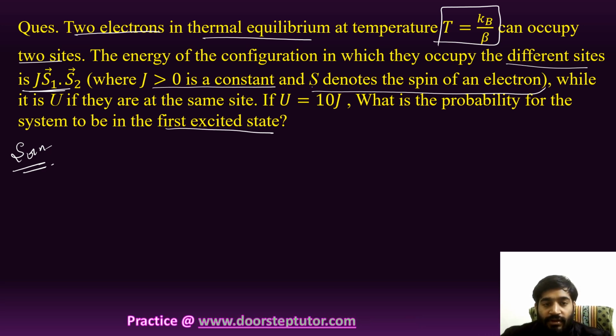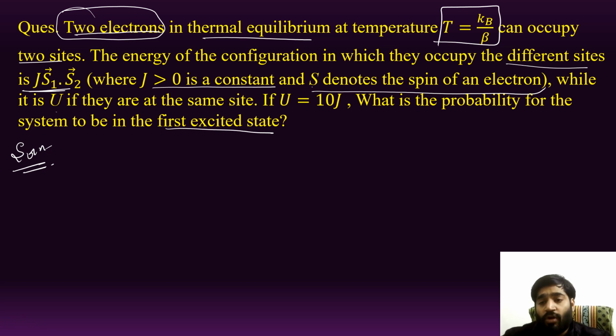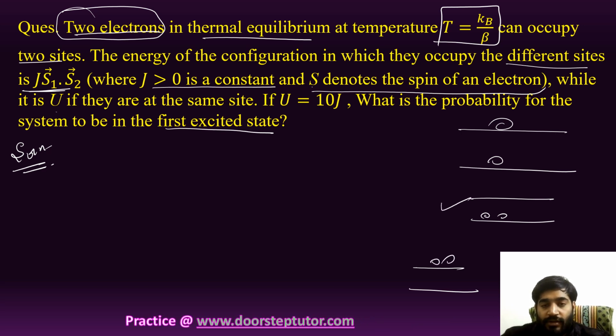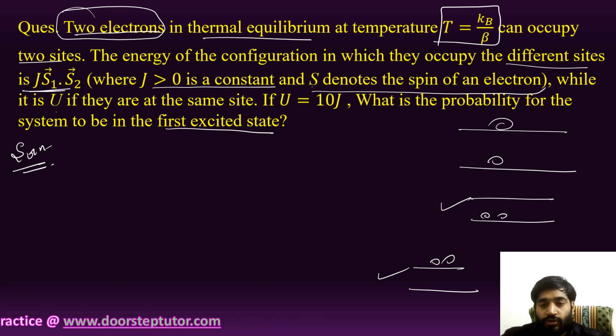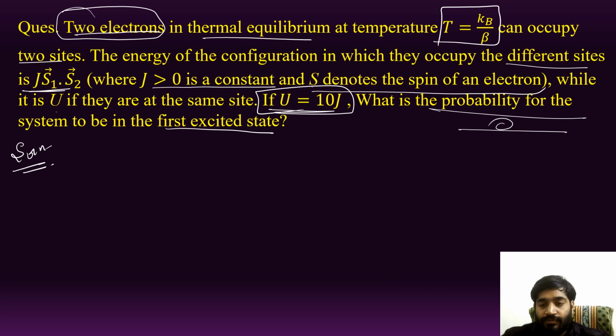Now, if they are in the same site, meaning two electrons are there, what is the probability for the two electrons? If two levels are there, one is here, one is there, another possibility is both are in the lower, another possibility is both are in the higher. If both electrons are in the same site, then the energy is given. Clear? We have to find the probability. So first we will write the energy that is given.